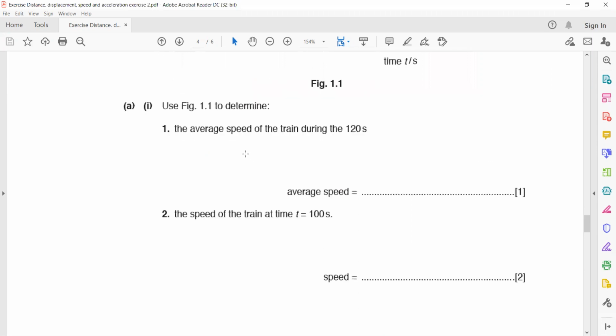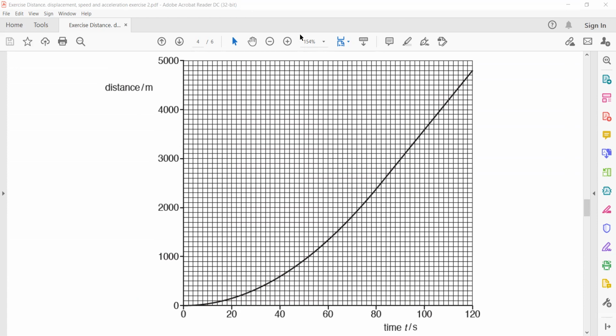In the question, they are saying calculate the speed of the train when time is equal to 100 seconds. So when time is 100 seconds, what is the speed of the train? When you check, at 100 seconds that region is a straight line. So it means the speed of this train does not change in this region because it's a straight line. Speed does not change. So what I can do is determine the speed of this part.